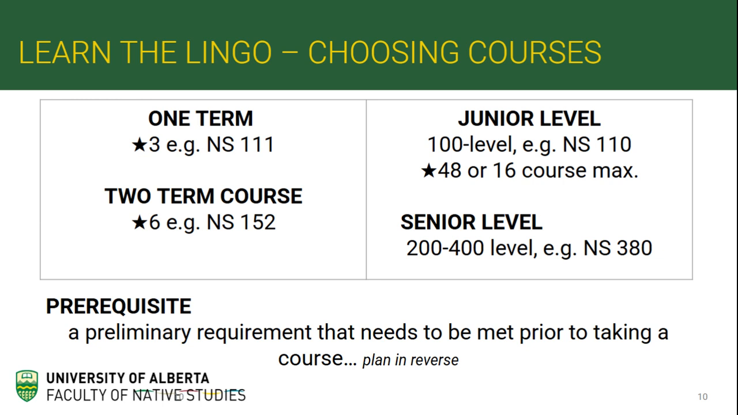Junior level courses are intro courses. You can tell which courses are junior level because they start with 100. Senior level courses are anything higher than junior level, so they could start at 200, 300, or 400 level. Many senior level courses will have prerequisites.